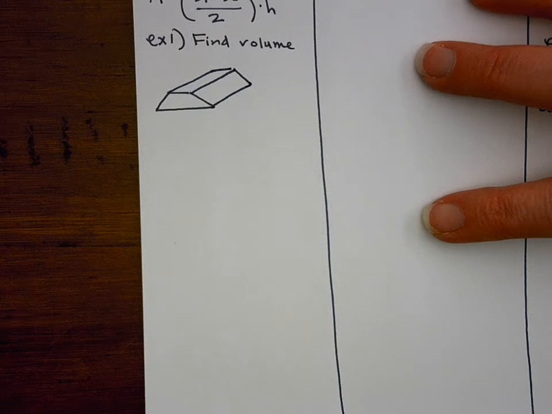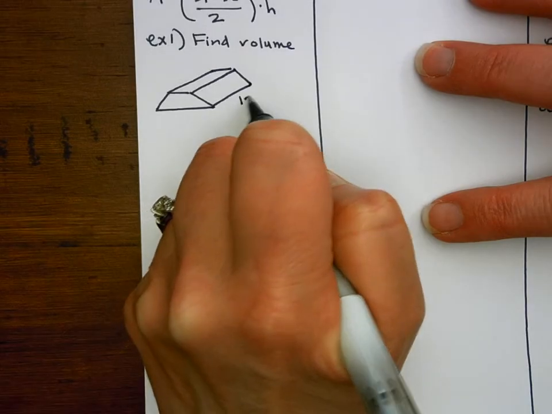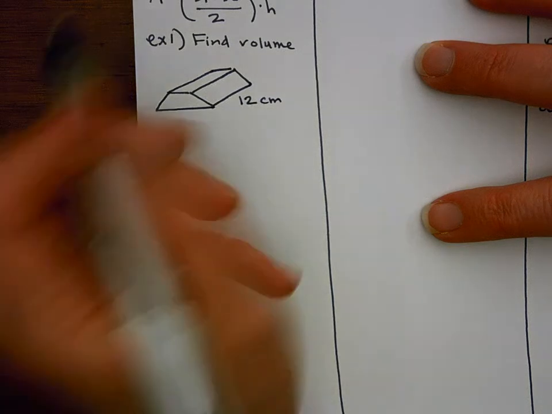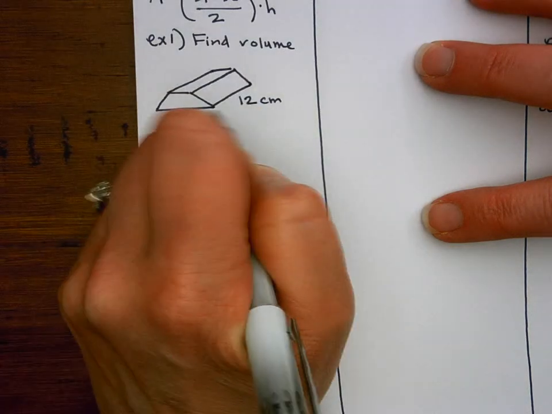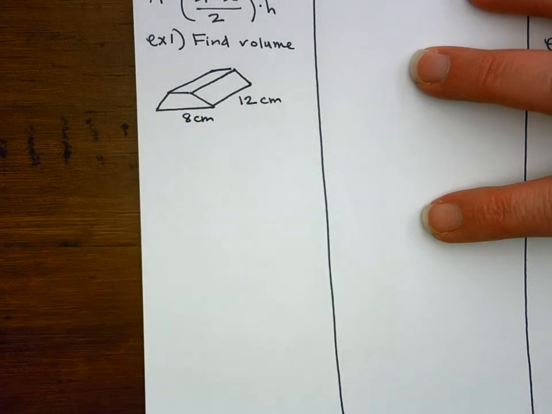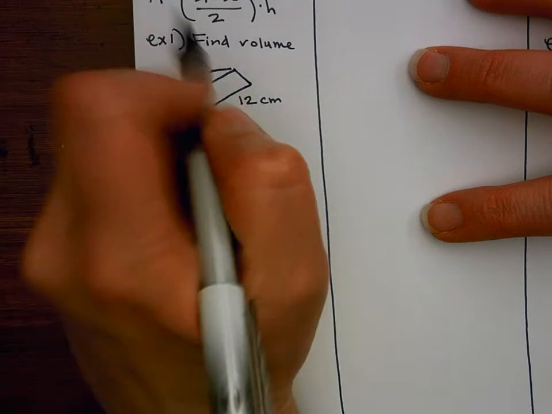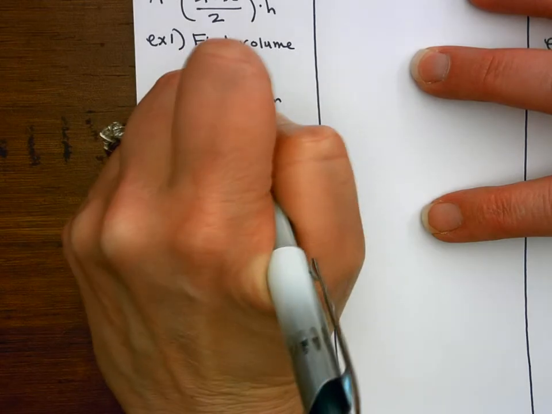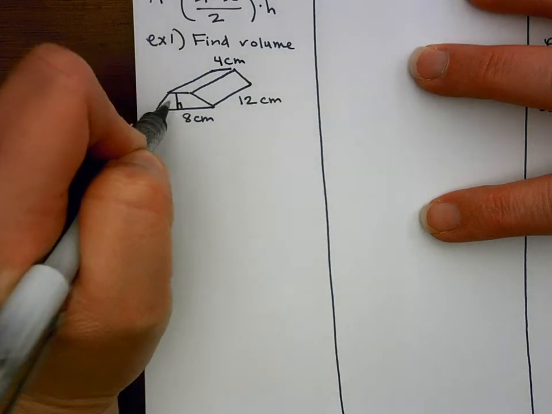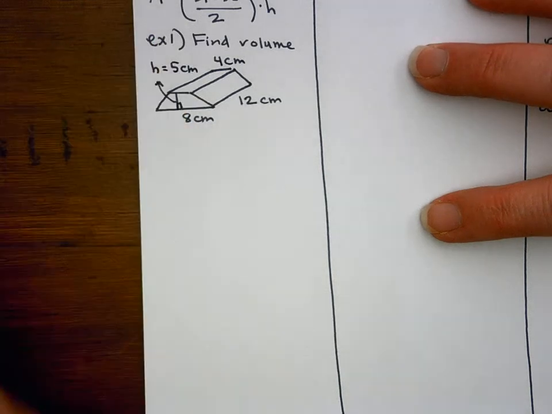Okay, so then I know that this value here is 12 centimeters. And this one right here going across is going to be 8. And this will be 4. And then I'm going to make the height here 5. Okay.